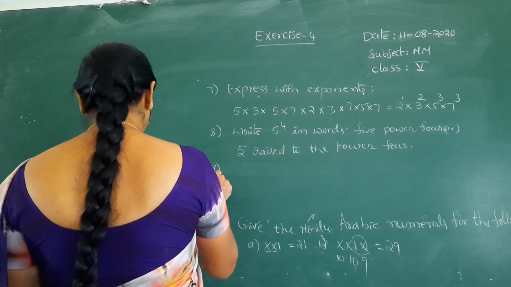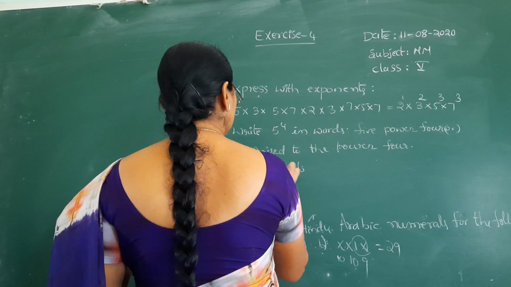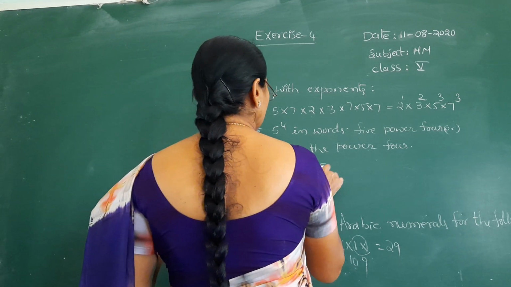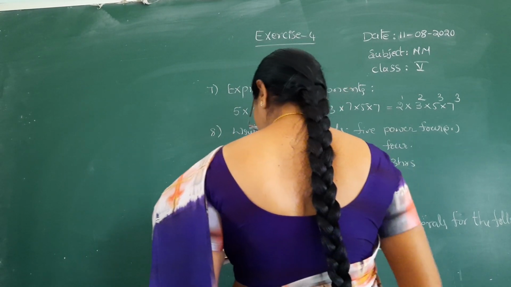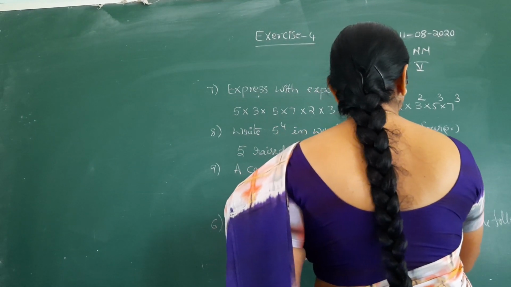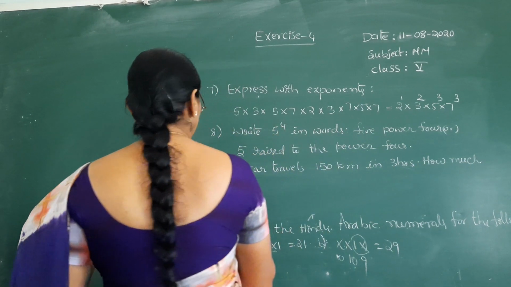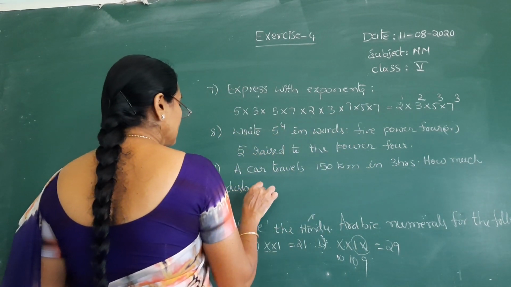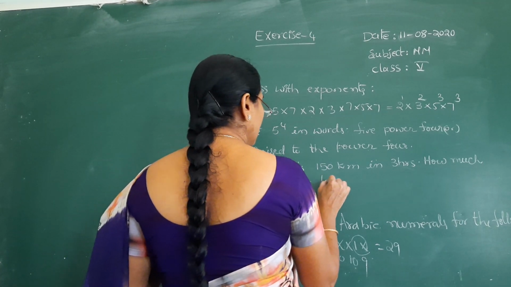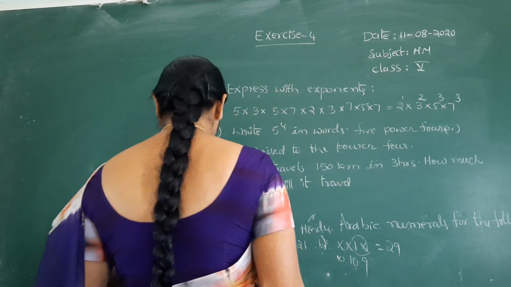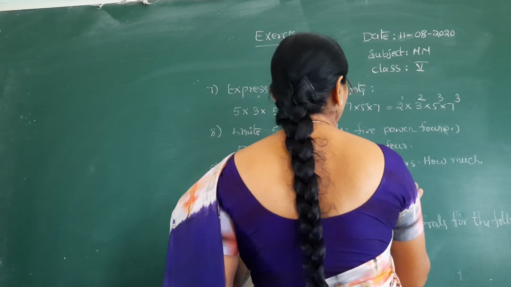See the 9th one. A car travels 150 kilometers in 3 hours. How much distance will it travel in 8 hours? This is also a unitary method problem. Okay.